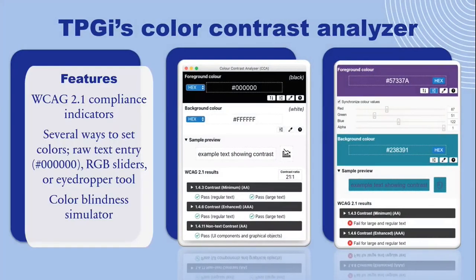The TPGI Contrast Analyzer tool has many helpful features, such as WCAG 2.1 compliant indicators, which tell you if the text you are checking passes or fails. There are also several ways to use the tool, whether you want to enter the raw text or hex code, RGB sliders, or the eyedropper tool to select your exact color. Another unique feature of this tool is the color blindness simulator, which will help you visualize how others view your content.